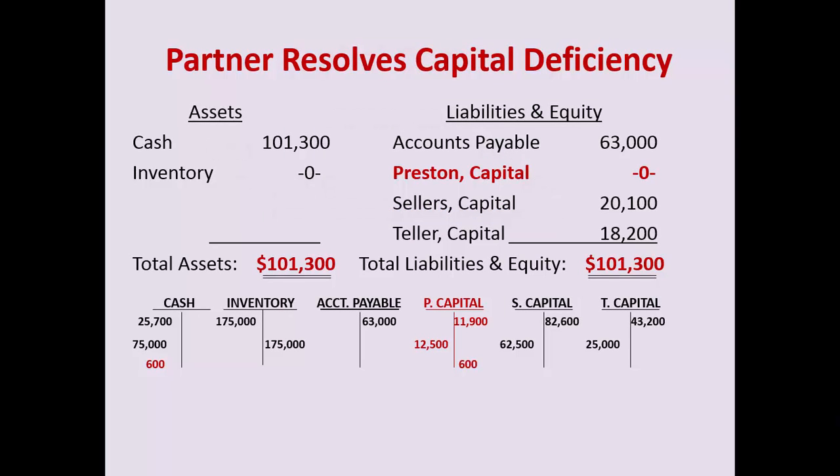The partner will resolve the capital deficiency. So now there's $101,300, which is divided between Sellers and Teller based on their balances, what is remaining. Okay, now what happens if the partner can't pay? Because more often that's going to be the case. If you're going out of business, chances are your personal finances are also in trouble.